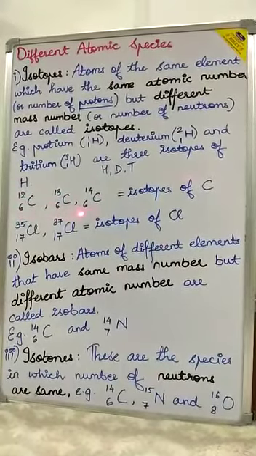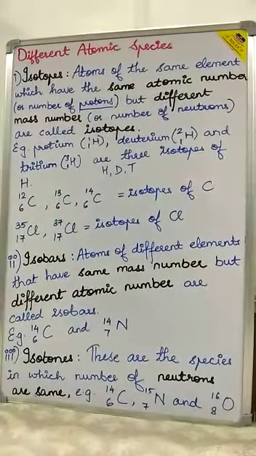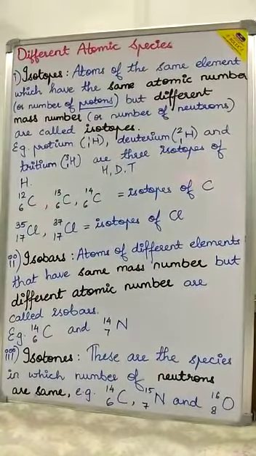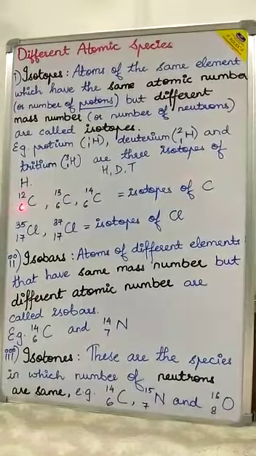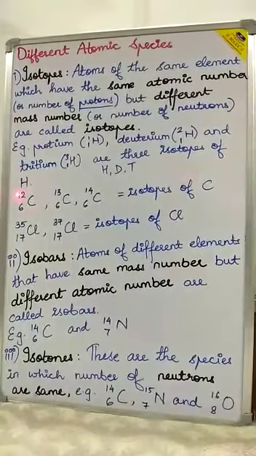You can see that everywhere the number of protons is the same. Hence the number of electrons is also the same in all these 3 species, and their atomic number is also the same, which is 6 in all these 3 species. But their mass number is different. So 12 minus 6, number of neutrons comes out to be 6. In the other one, 13 minus 6, 7. 14 minus 6, 8. So the number of neutrons is different, 6, 7 and 8 respectively.